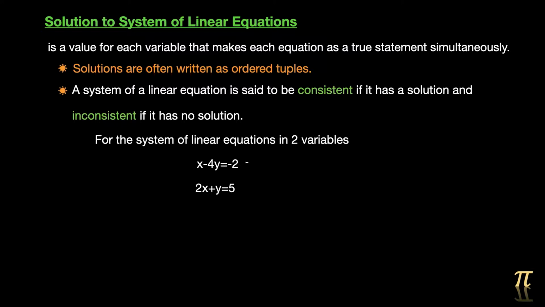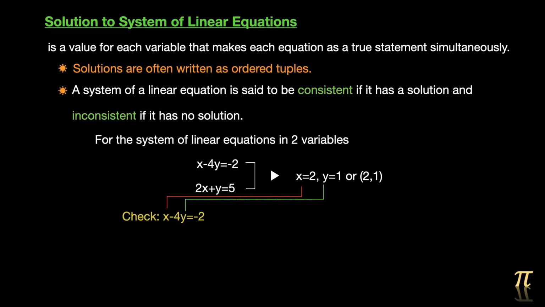Suppose we have this system of linear equations, then we say that x is equal to 2 and y is equal to 1, or sometimes we will write it down as the ordered pair (2, 1). That means the first value is for x and the second value is for y. So we say that this is a solution. If we want to check it, we can verify for each equation. Just put the value of x equal to 2 and y equal to 1 in this equation, so we will get a true statement.